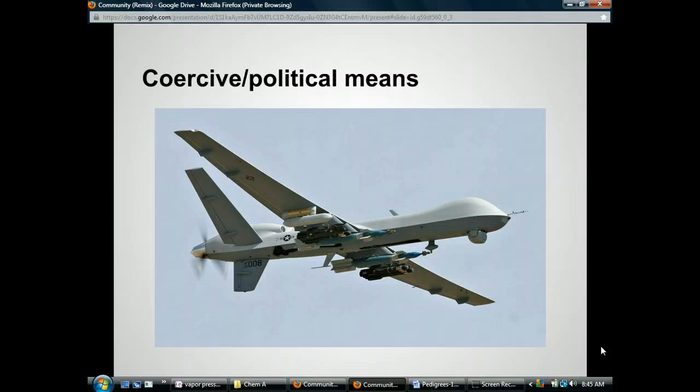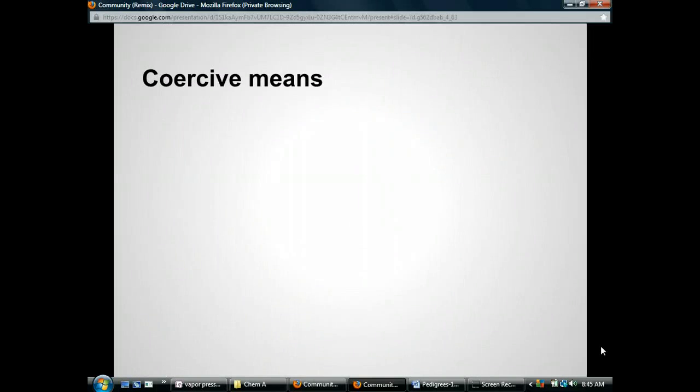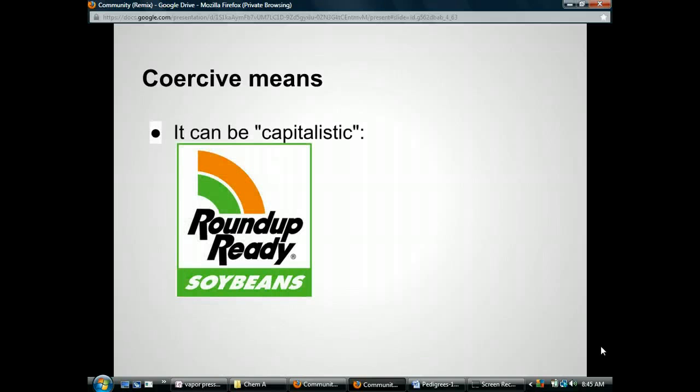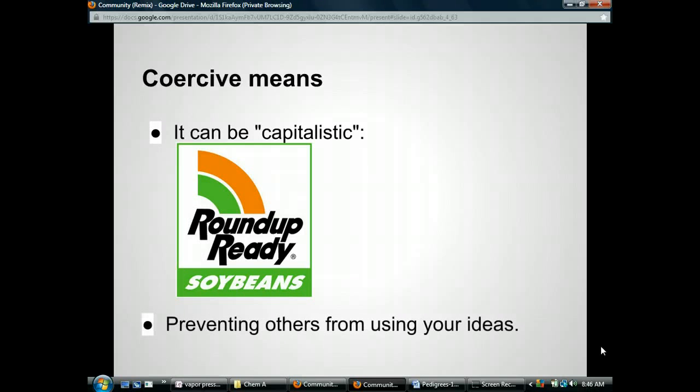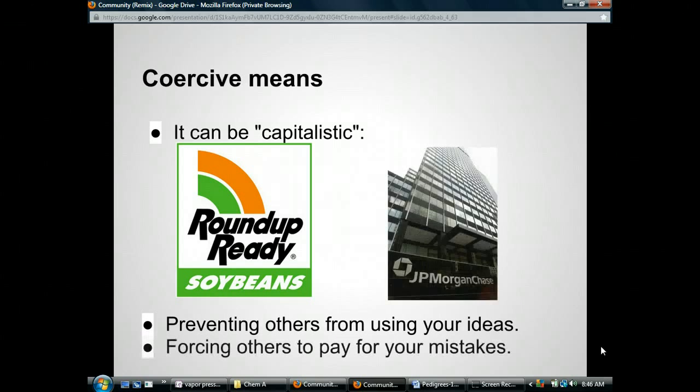Maybe it's us forcing other countries to do things that we want them to do or don't want them to do. It can be what some people would call capitalistic, preventing others from using your ideas, preventing others from using the engineered genes that you have created or the compounds that you have created, preventing other people from making the same compounds without paying you an exorbitant fee, for example. Or forcing others to pay for your mistakes.